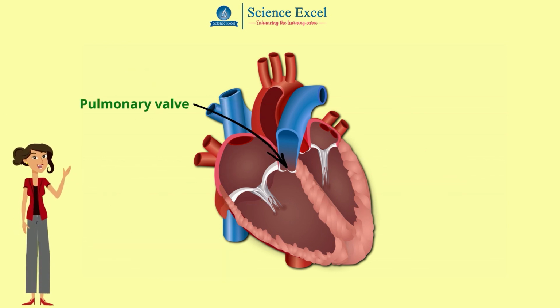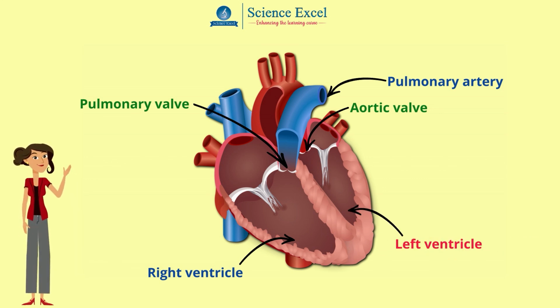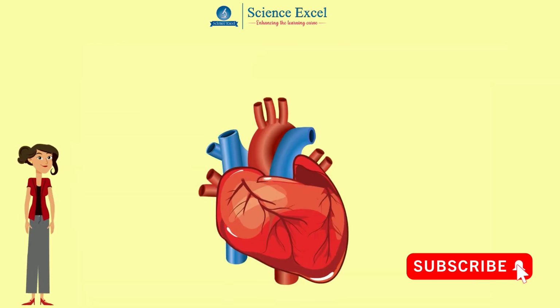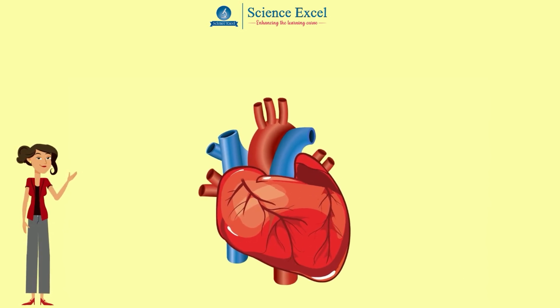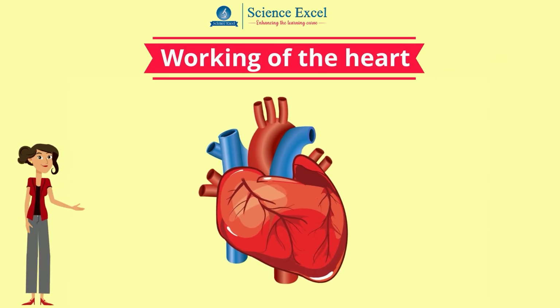The pulmonary valve guards the opening between the right ventricle and pulmonary artery, while the aortic valve guards the opening between the left ventricle and aorta. Together, they are called semilunar valves. So, this was the structure of the heart. Now, how does the heart pump blood throughout the body? Stay tuned as we understand the working of the heart in our next tutorial.